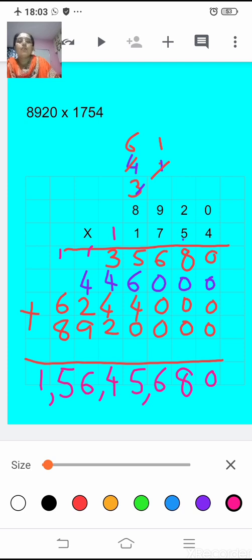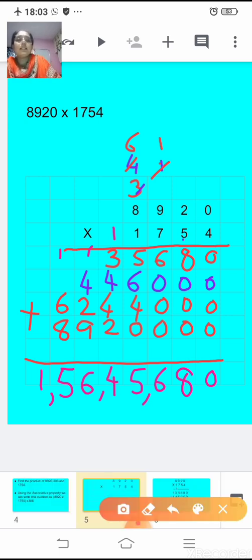1,56,45,680. So now with this product of these numbers, what you are going to do? You are going to multiply the number that is 306. Correct? Am I right? Yes.